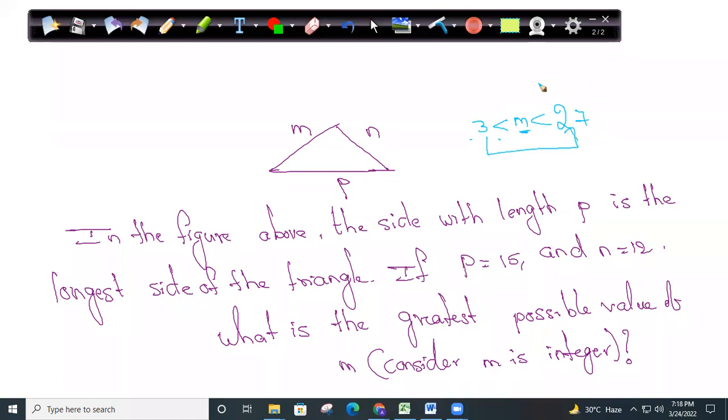So don't hurry up and go and mark 26, because 15 plus 12 is 27, which is greater than 26. 26 plus 12 is 38, which is greater than 15. So everything will match, but clearly they mentioned P is the longest side of the triangle. So P is 15. So definitely it should be less than 15. The integer that is less than 15 is 14. So the value of m is 14.